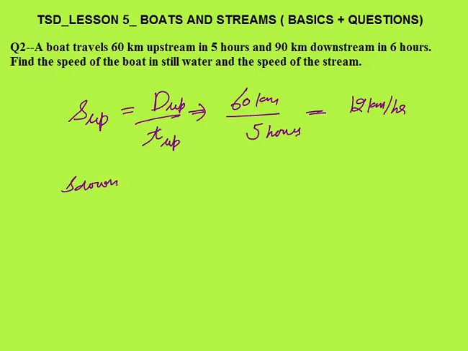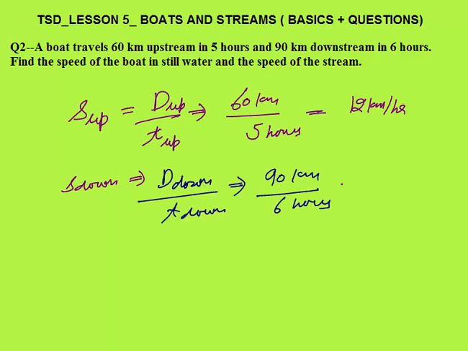Downstream speed, downstream we are covering 90 km. Speed is distance upon time. Distance downstream upon time downstream. 90 km you are covering in a time 6 hours. So effective speed is 15 km per hour.